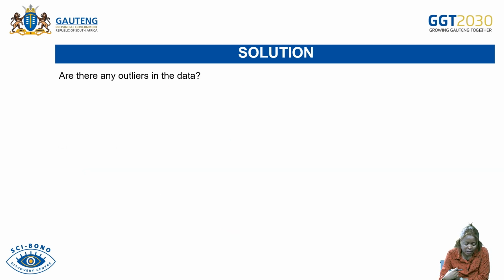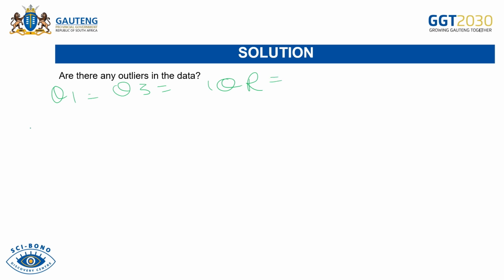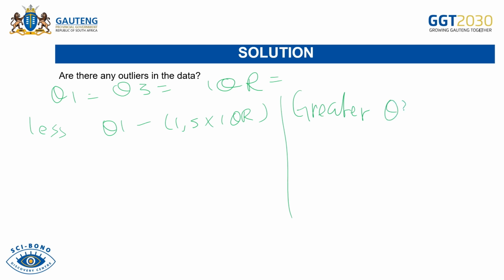Let's move to the question of outliers. Are there any outliers in the data? So you must have your Q1, you must have your Q3, and then you must have your IQR for you to be able to answer this question, because we look at that data value that is less than Q1 minus 1,5 times IQR, which is the interquartile range. And then you must have the other one, which is going to be greater than Q3 plus 1,5 times IQR, which is the interquartile range again.